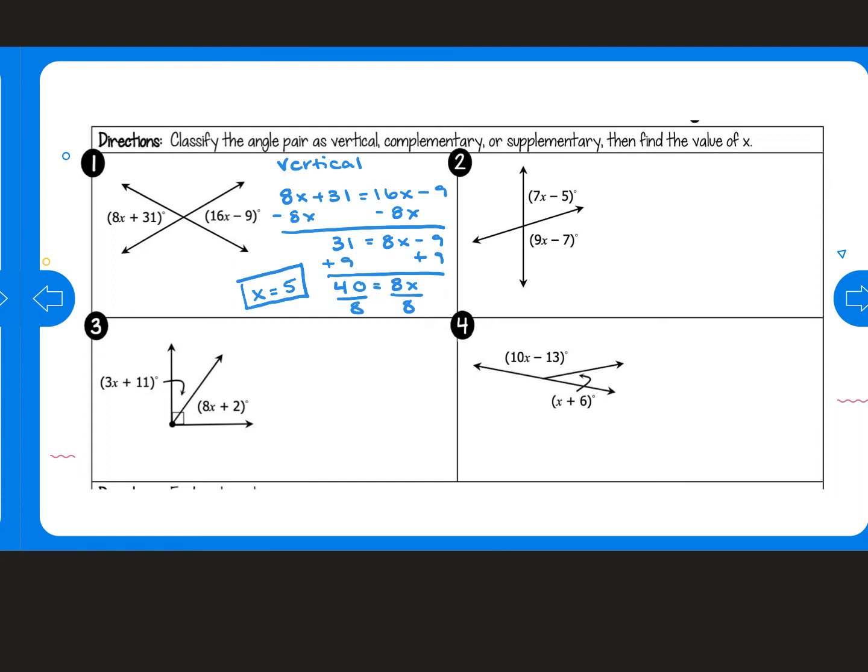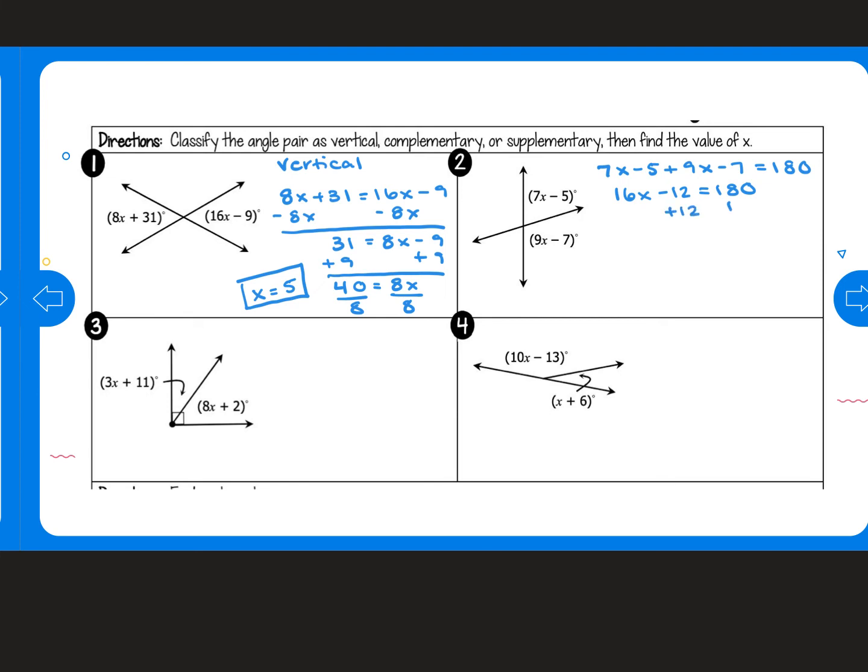Looking at number 2, we can see that 7x minus 5 and 9x minus 7 are a linear pair, or it makes a line, so it is supplementary, meaning that it adds up to 180. So we have 7x minus 5 plus 9x minus 7 is all equal to 180. Combine like terms. 7x plus 9x is 16x, and negative 5 and negative 7 gives me negative 12, and that's all equal to 180.